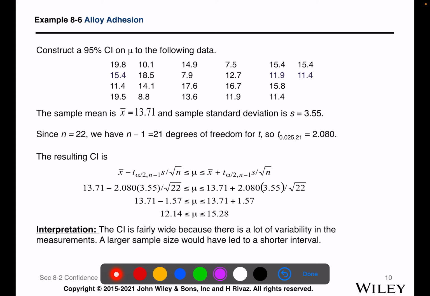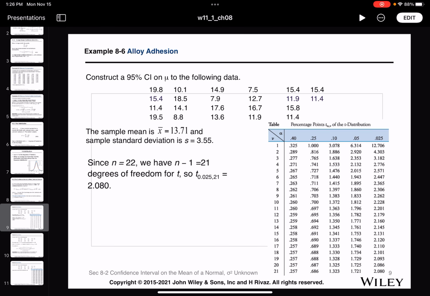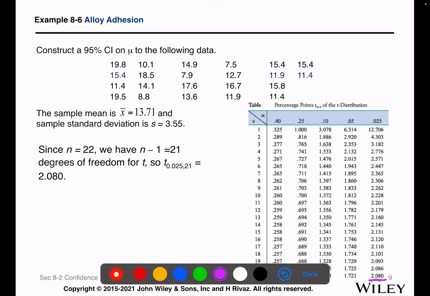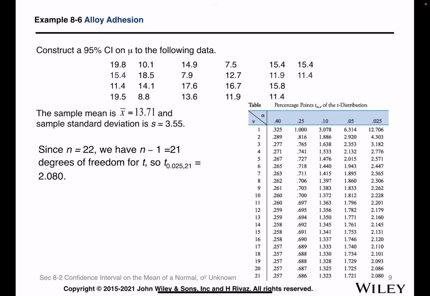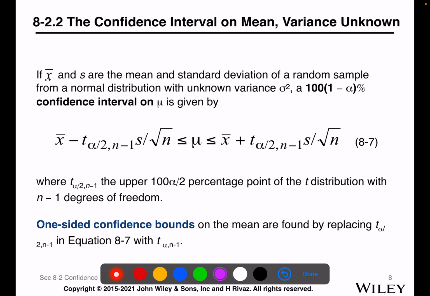So from the table, we have this number. If you look at the last row of this table, n minus 1 is 21, and this column is 0.025. So the number that we need here is 2.080. So if I go back, this number here is 2.080.